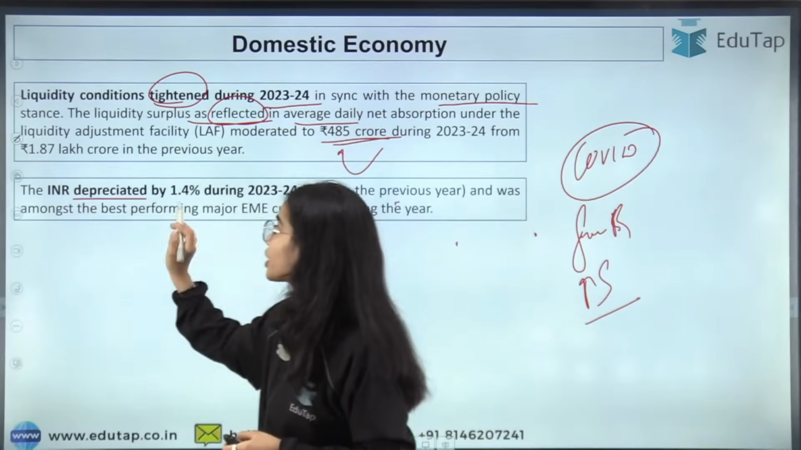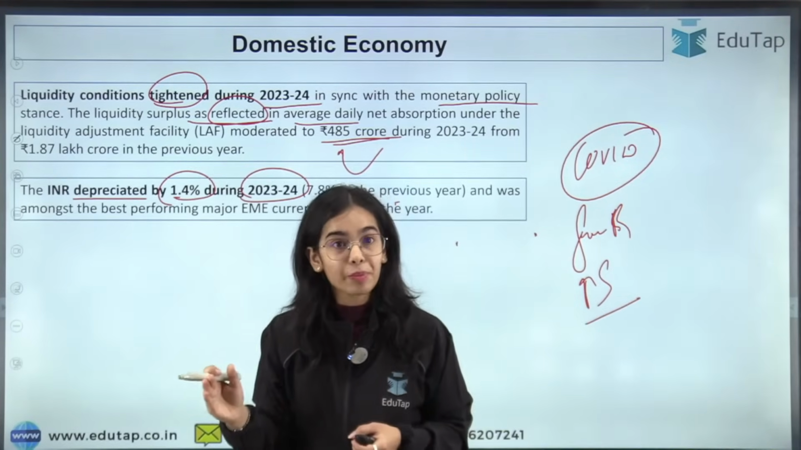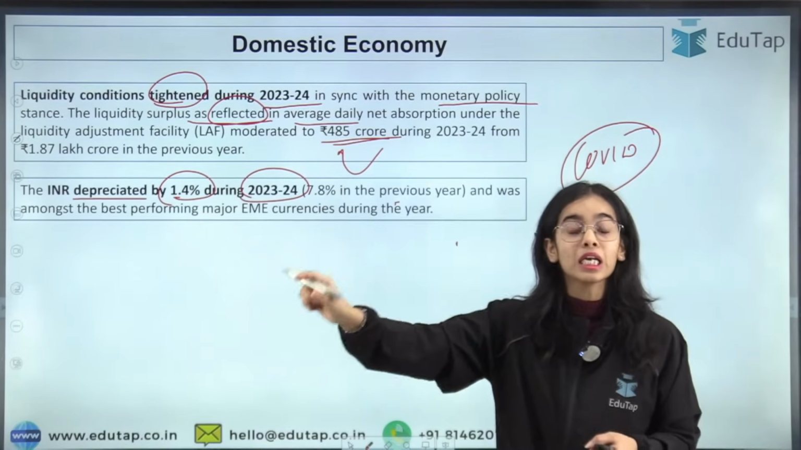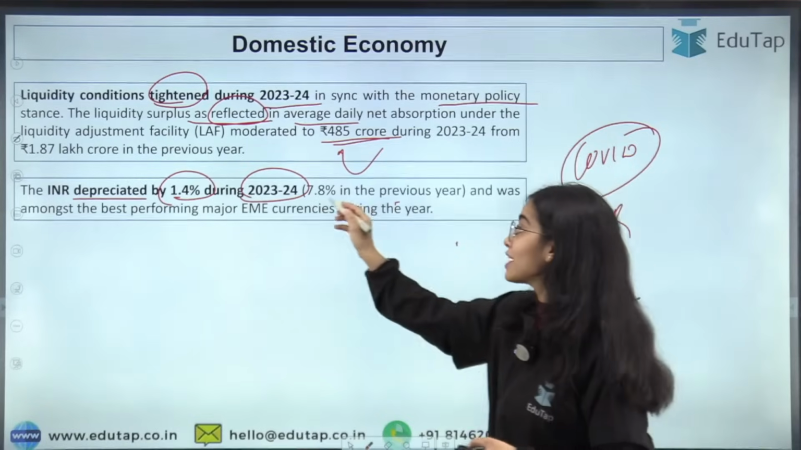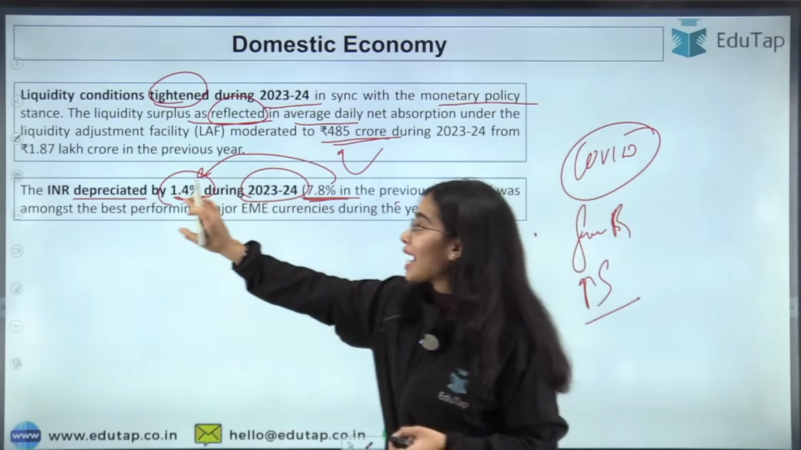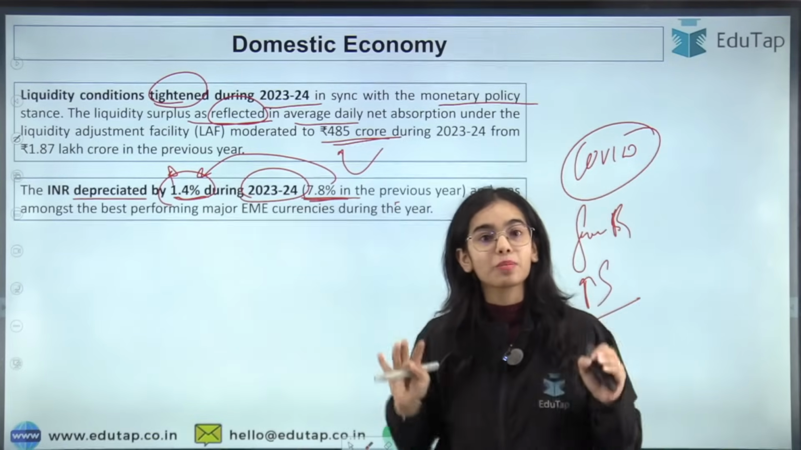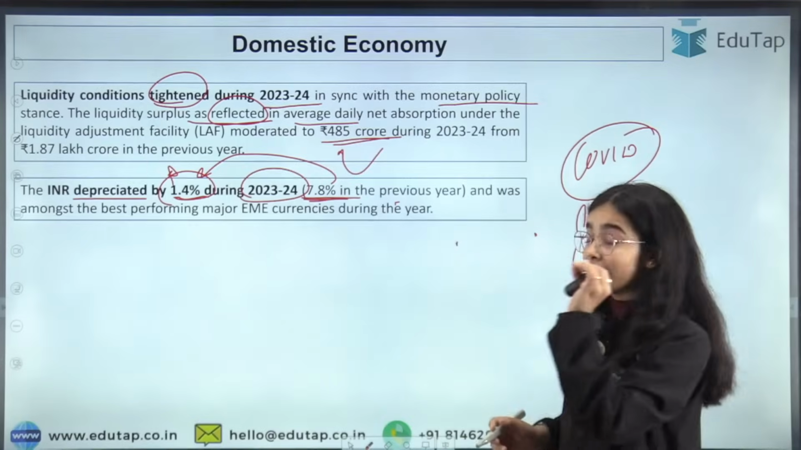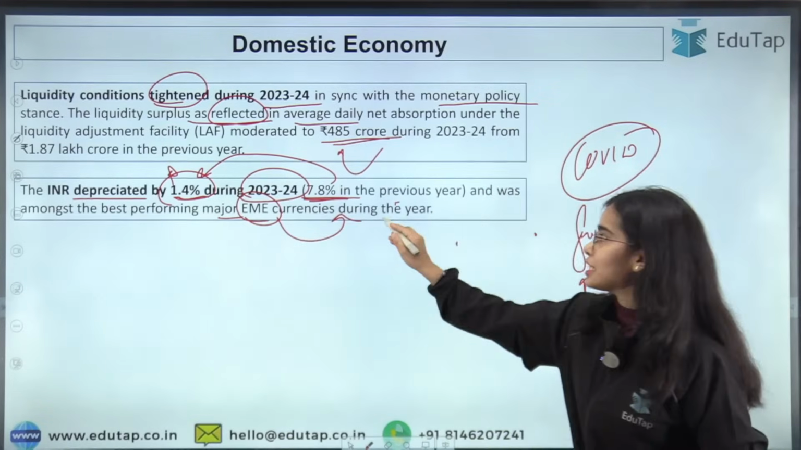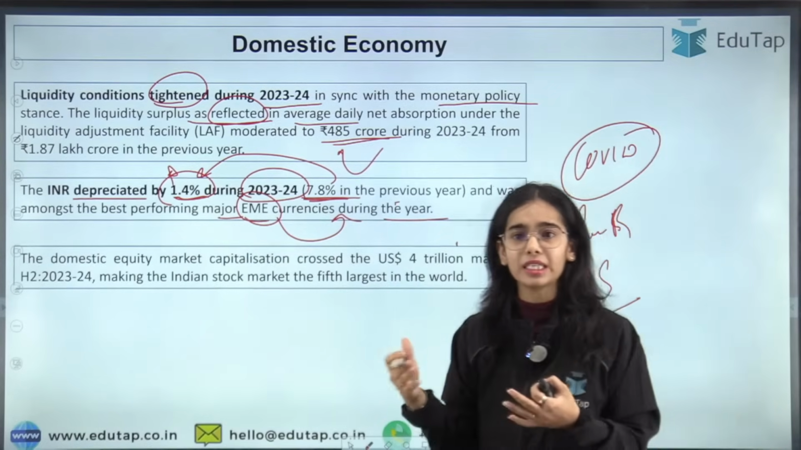Now the INR depreciated during 2023-24 by 1.4%. So that is bad. Our currency is depreciating. But if you see the data of the previous financial year, 2022-23, the INR depreciated by 7.8%. So this data point will seem very good right now, right? The INR depreciated by only 1.4% during 2023-24 as compared to 7.8% in the previous year. And India was amongst the best performing major emerging market economy currencies during the year. So you can understand that we were actually performing well, and even if the depreciation is happening, that is actually good.